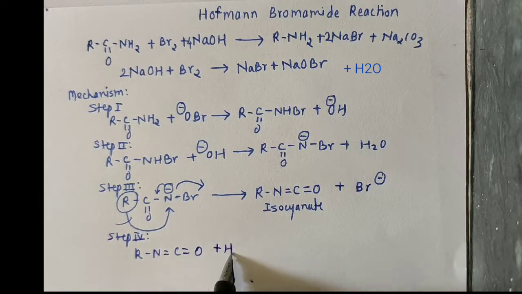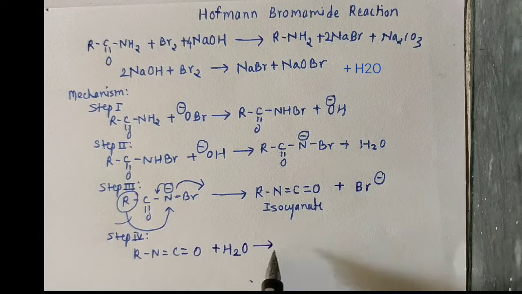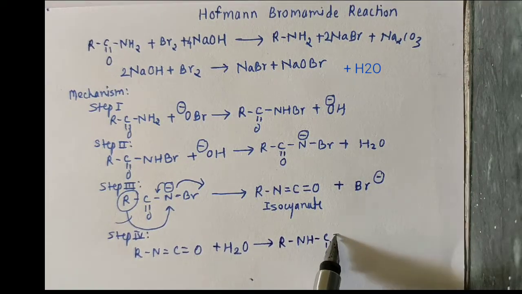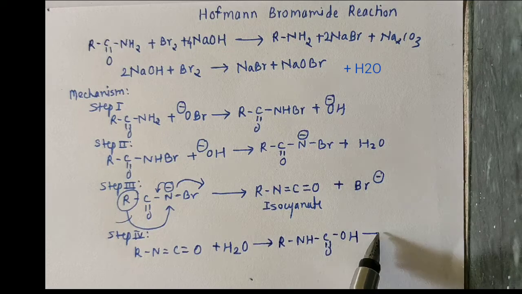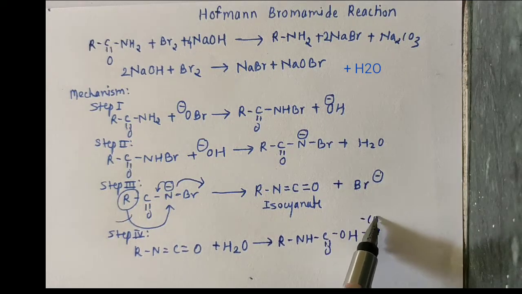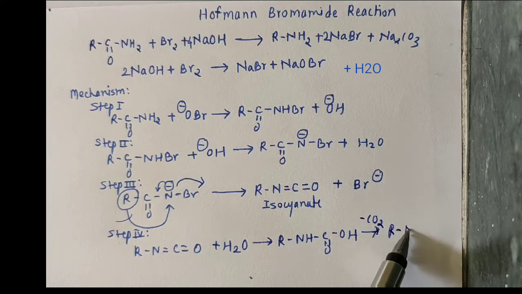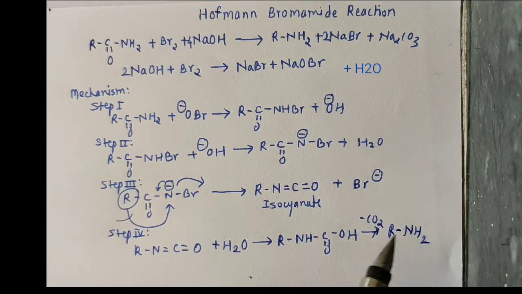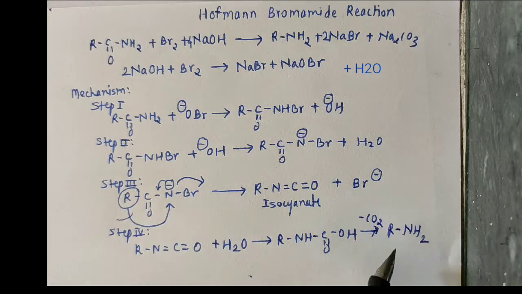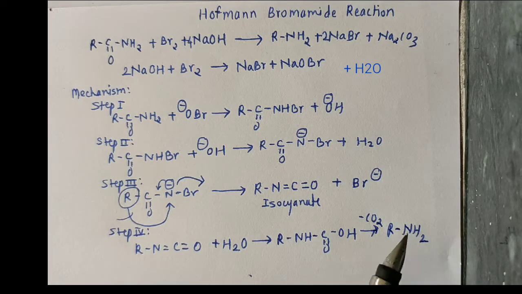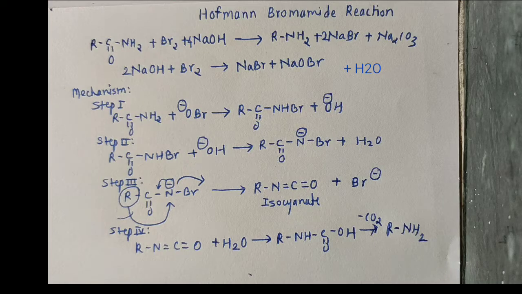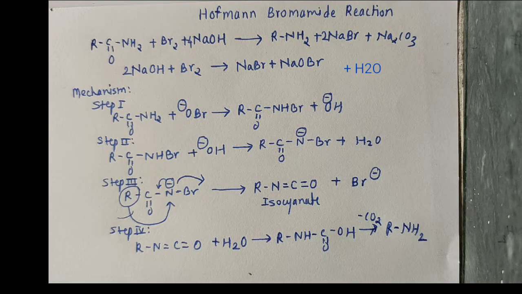Water is added across this isocyanate to form RNHCOOH, that is carbamic acid, and this carbamic acid decarboxylates to form the corresponding primary amine. Thus, the conversion from amide to amine takes place, and there is a loss of one carbon atom from what was in the original amide.